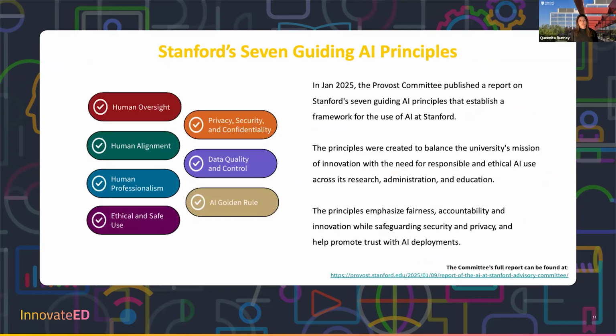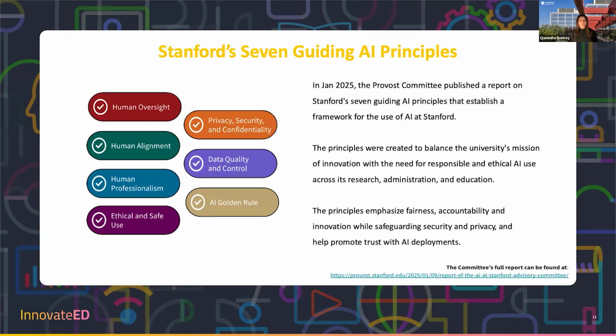Next, we want to move on to the Stanford 7 Guiding AI Principles. So in January 2025, the Provost Committee published a report on Stanford's 7 AI Guiding Principles that established the framework for use of AI at Stanford. These 7 principles were created to balance the university's mission of innovation with the need for responsible and ethical use of AI across the various streams like research, administration, and education.